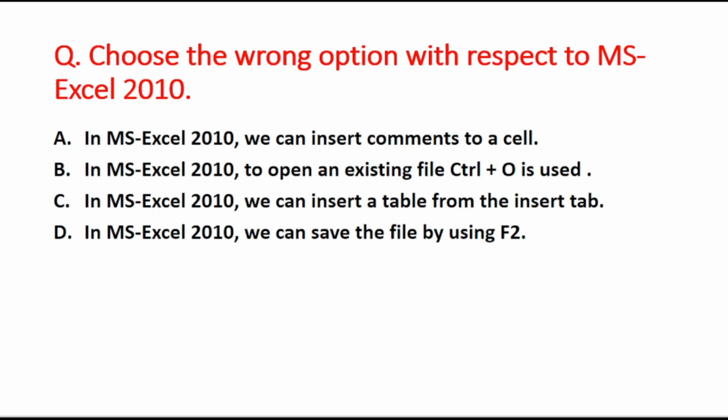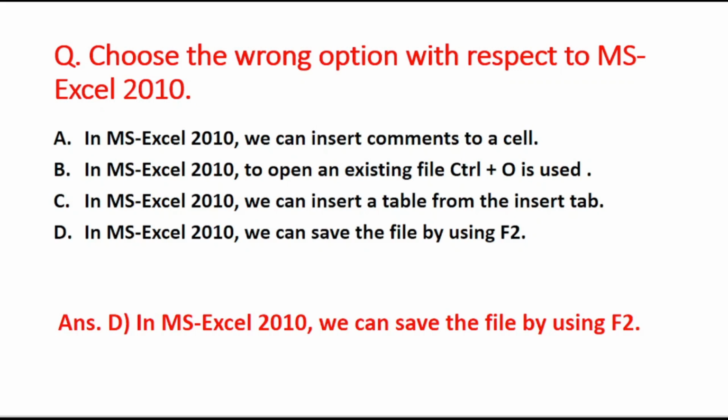Now the next question is, choose the wrong option with respect to MS Excel 2010. Your A option is, in MS Excel 2010, we can insert comments to a cell. B option is, in MS Excel 2010, to open an existing file, Control plus O is used. C option is, in MS Excel 2010, we can insert a table from the Insert tab. And D option is, in MS Excel 2010, we can save the file by using the F2 key.